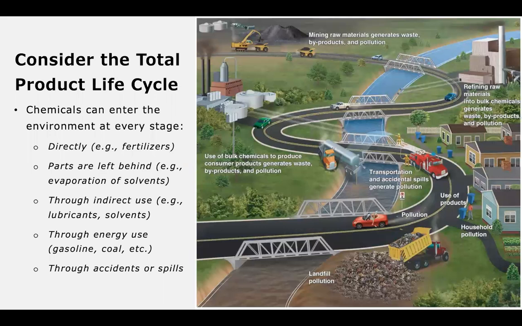When we think about exposure to toxic chemicals and hazardous materials, we need to think about the total product life cycle, as we saw in the earlier module. Chemicals can enter the environment at every stage of that life cycle. So there can be emissions associated with the extraction stage, the refining of raw materials, the use stage, transportation, and end use and final landfill pollution resulting from disposal of those materials. All right, so we need to think about the entire life cycle when considering exposure to hazardous materials.